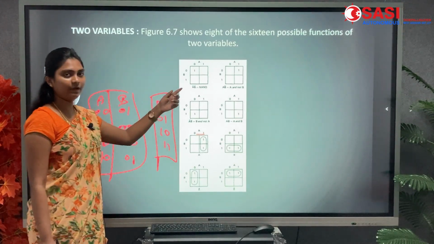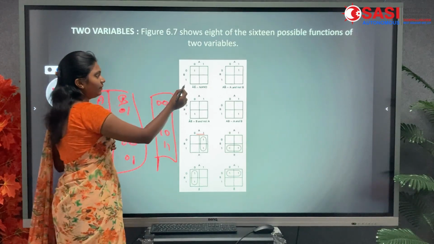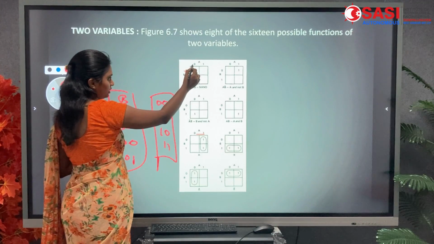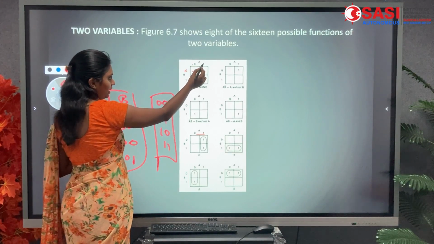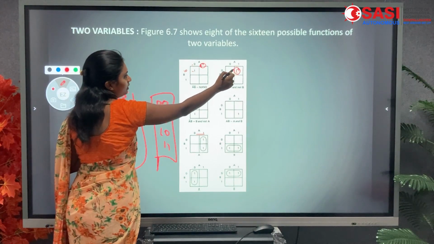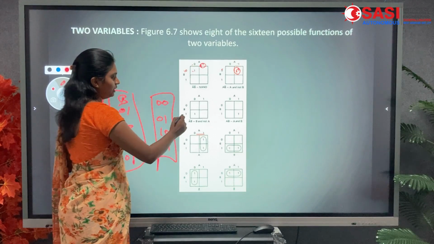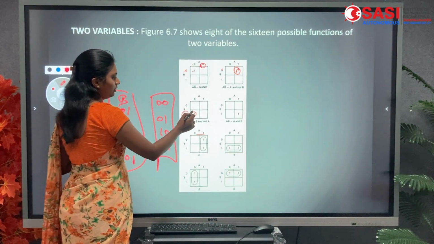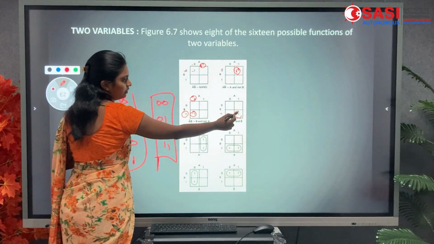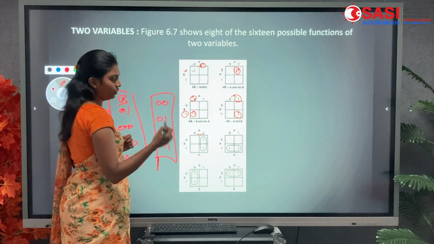See, here we will calculate two variables. How we are calculating: 0, 0, 1, okay, 0, 0. Next, here we are not indicating anything. Next, we have to calculate 1. See, 0, 1, 1, 1. Okay. Now here 1, 1, 1, 0. Here 1, 1, 1, 1. Now we are indicating two variables.